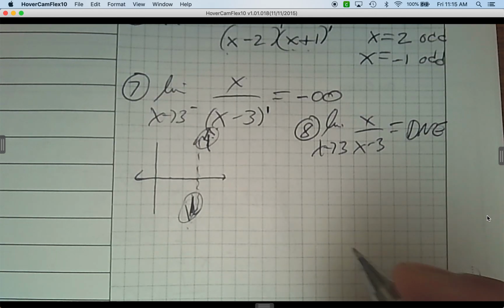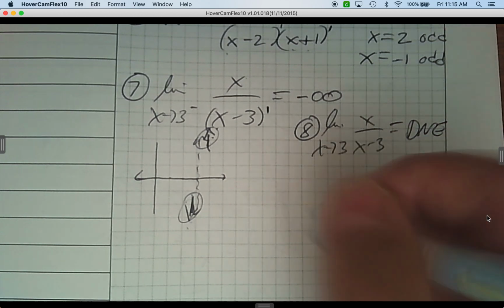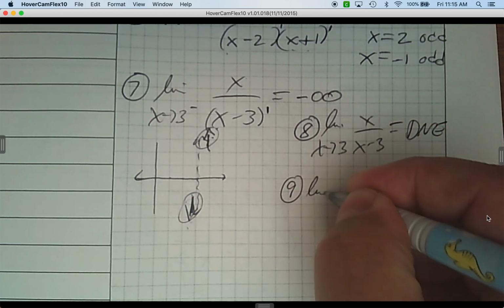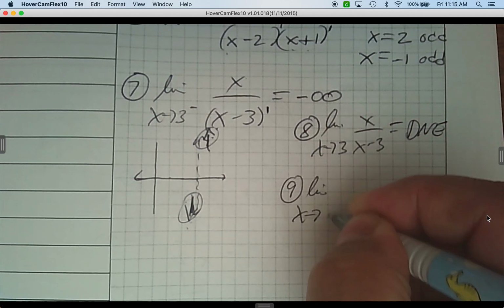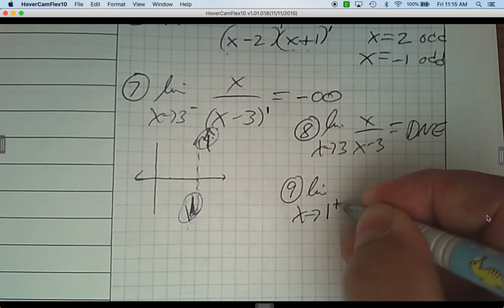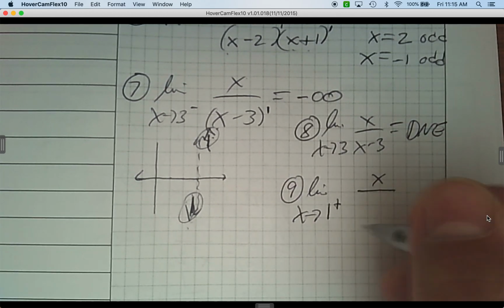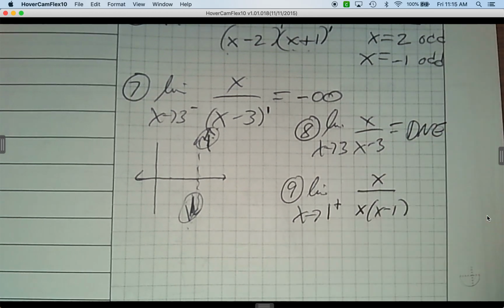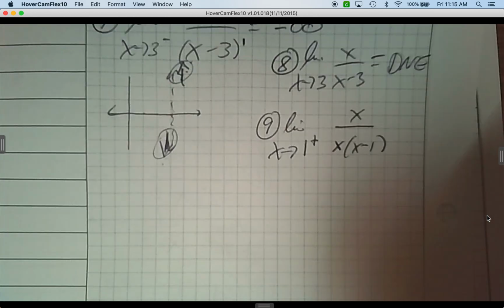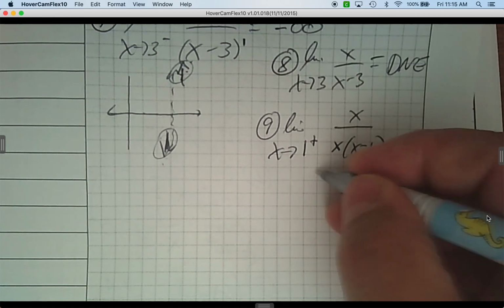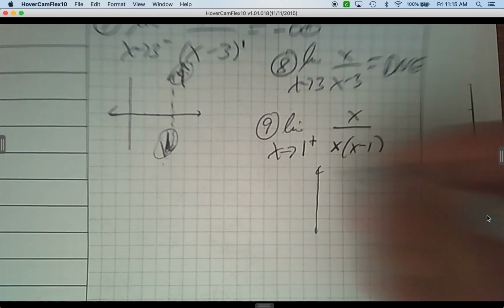They don't agree, so the only correct answer here is that the limit does not exist. Number 9. Numbers 9 and 10 are the same function. The limit as x approaches 1 from the right, and I'm going to factor this right away. In the denominator, you'd factor out an x and have x minus 1. I'm going to do a quick little graph here so I can see it.